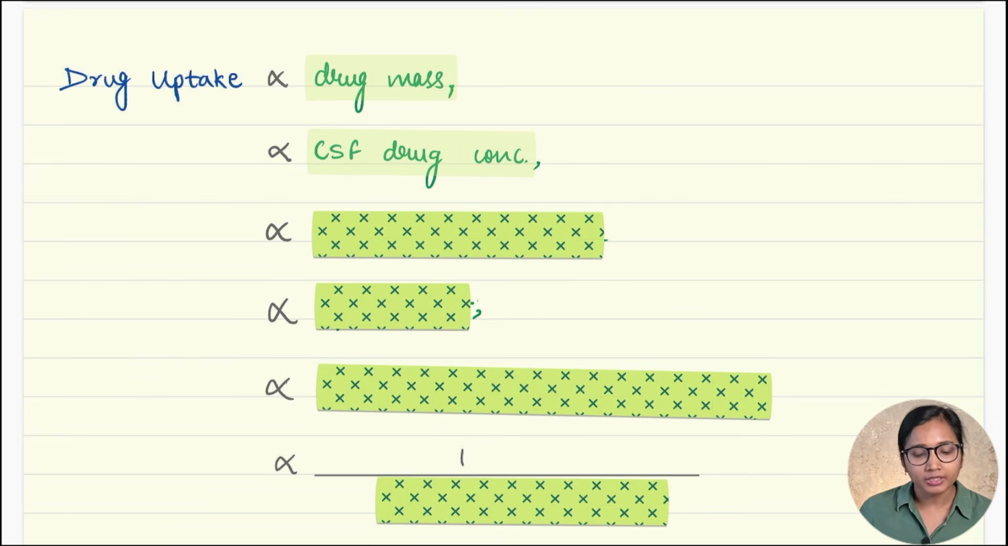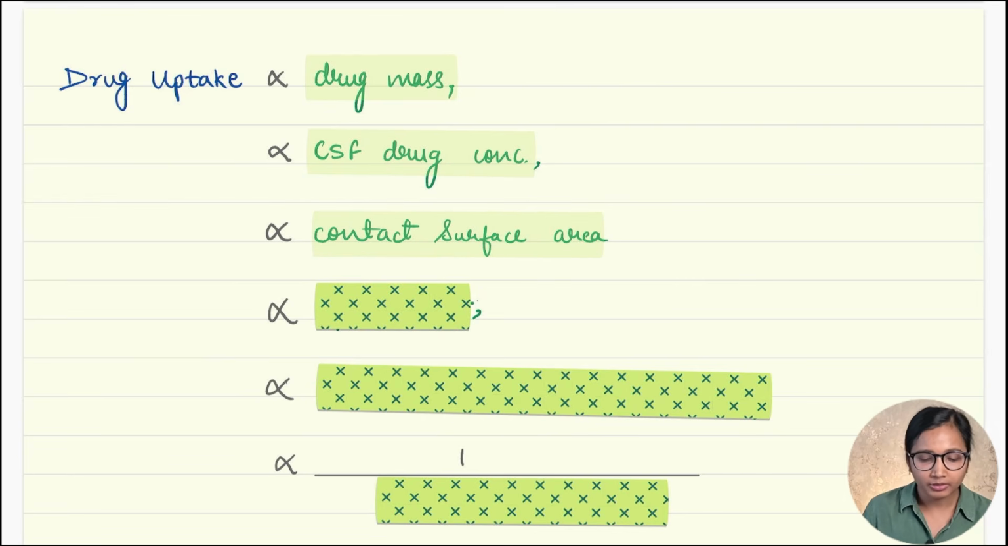The next factor is CSF drug concentration. If we give spinal versus epidural, in spinal the drug is directly injected into the CSF, whereas in epidural it diffuses with some time into the CSF. So, in spinal the drug uptake is early as the CSF drug concentration increases early. The drug uptake is fast in spinal as compared to epidural.